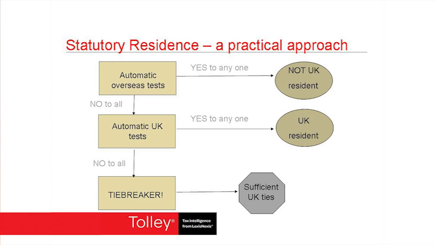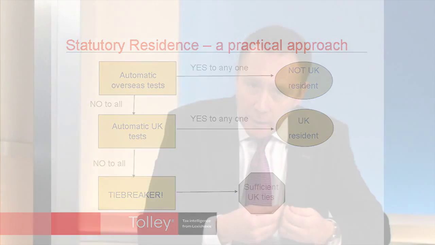Then after that, if at the end of the day you're not automatically in the UK, you're falling in the grey zone, then you have to turn to the tiebreaker, which is where you're essentially looking at your ties to the UK. Do you have sufficient reason to be here? And if you're here for enough of the year, and we'll look at that definition shortly, then that will make you resident in the UK.